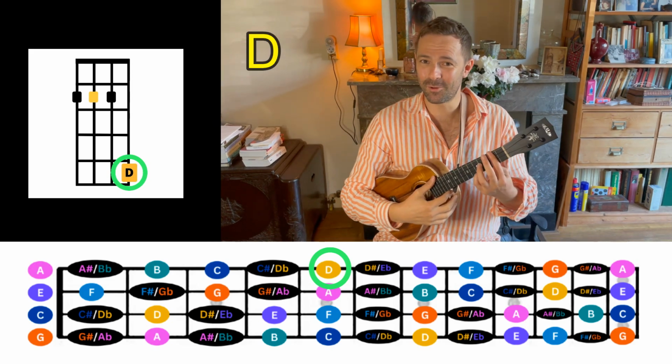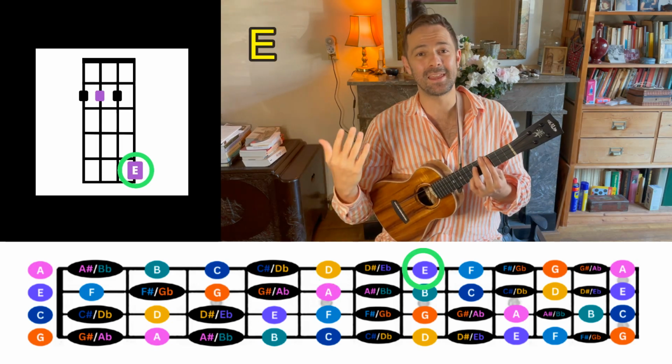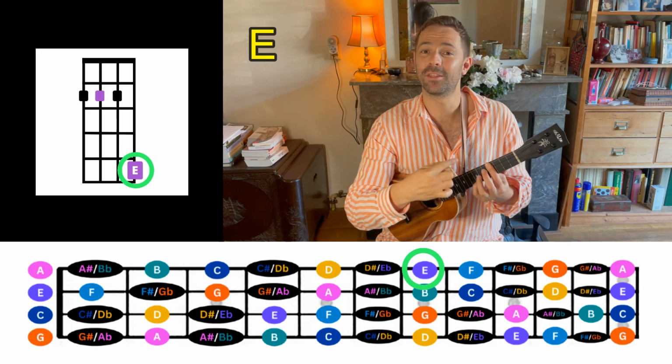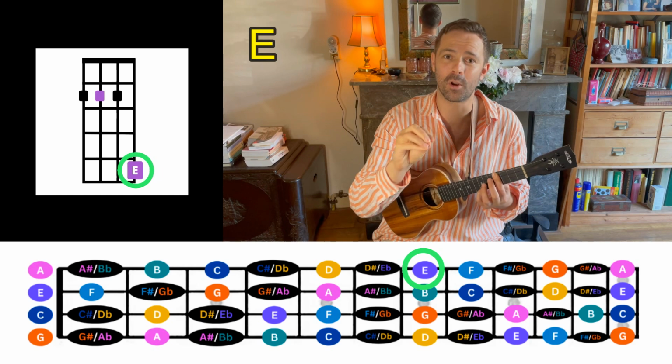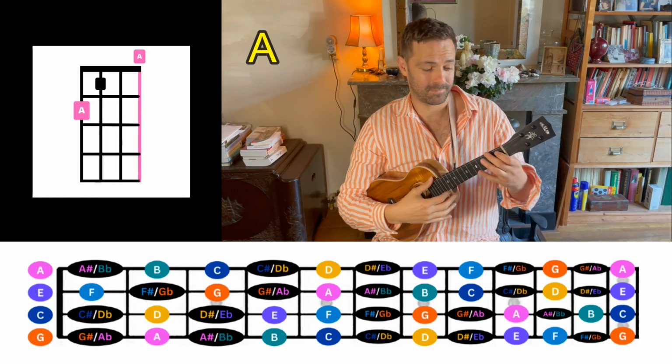So if we take the D chord and we shift it again 2 frets up, you get the E chord. Why is that? Because your pinky is pressing on the first string, and on the first string, that's where we started. That's our home note. That's the note that defines the chord. So let's look at the A shape.